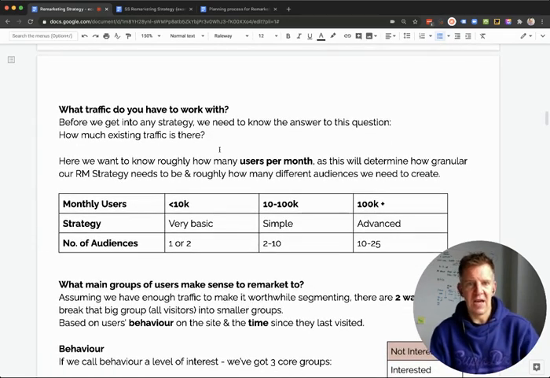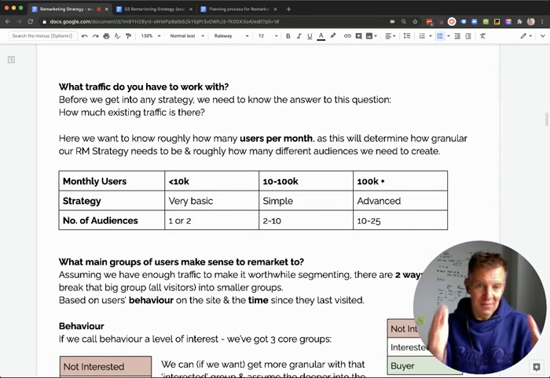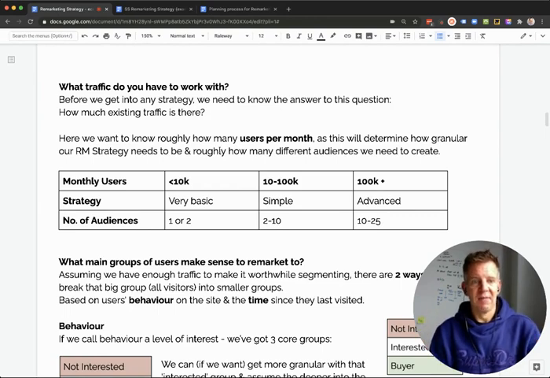What traffic do you have to work with? I said before, knowing this is absolutely critical right at the start. And I hate giving absolutes, but I understand how often requested they are, and so I've given you some absolutes. Depending on the number of monthly users that you have, I would suggest your strategy. If you have less than 10,000 monthly users, you have a very, very basic strategy with probably just one or two remarketing audiences.